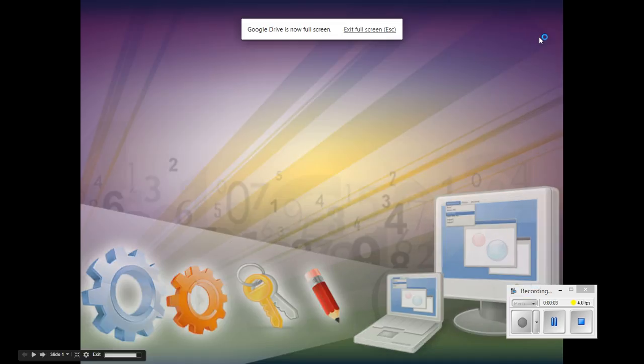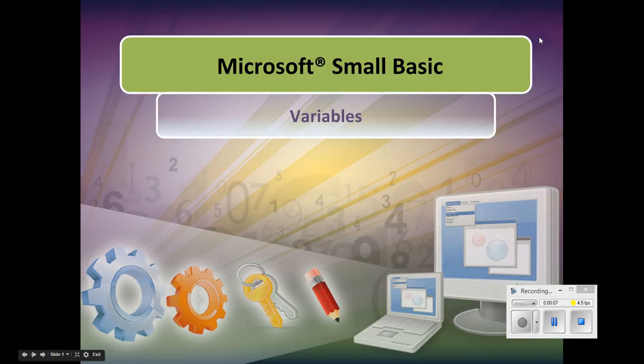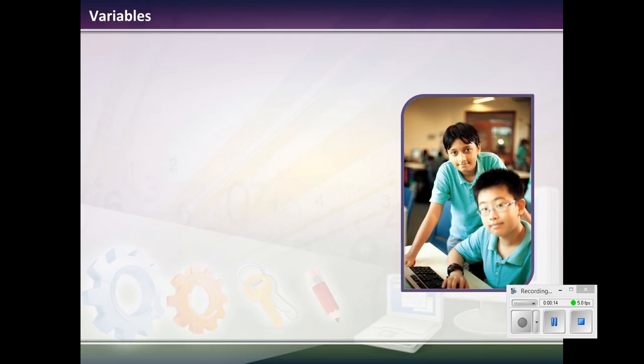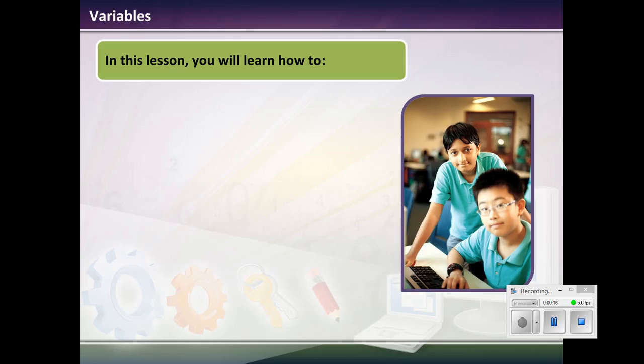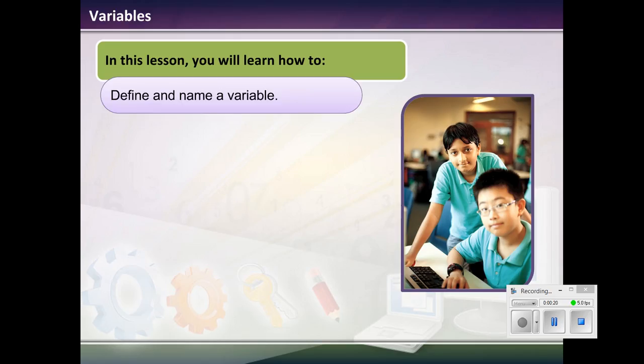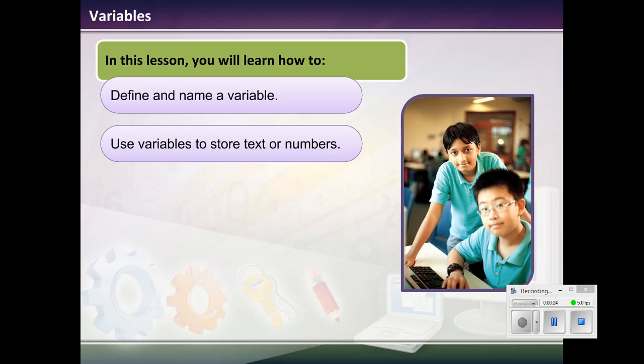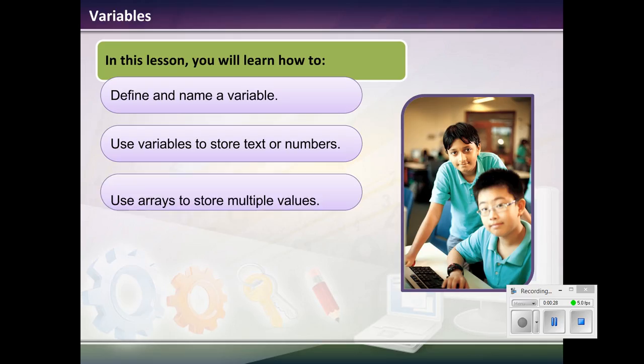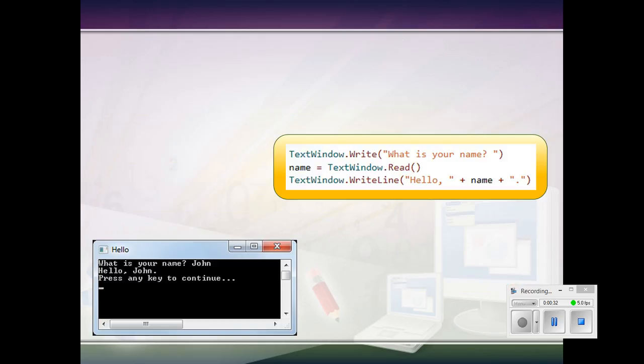Okay, so this is going to be lesson 1.3 of Microsoft Small Basic, and we're going to talk about variables. Variables is a term we use to store information on the computer. In this lesson we'll learn how to define and name a variable. We'll use variables to store text or numbers. We'll use arrays to store multiple values.